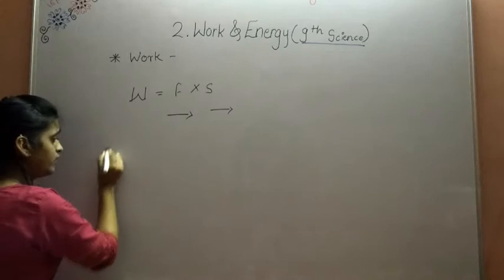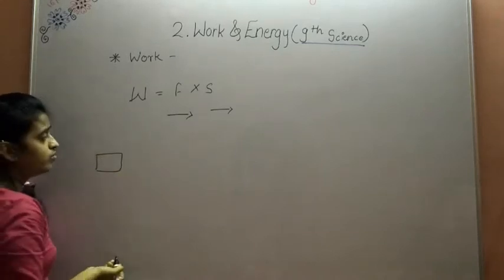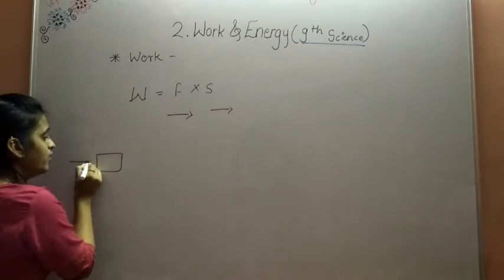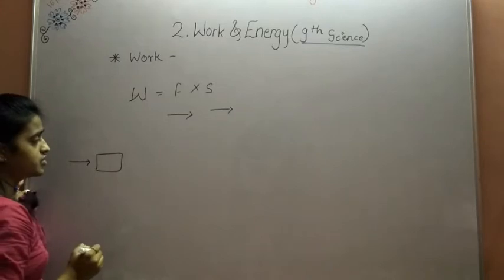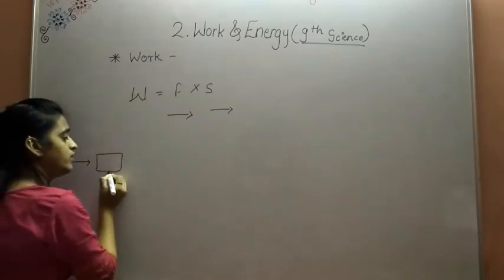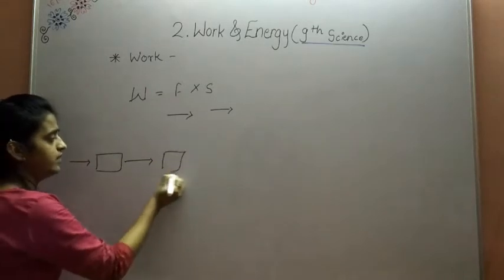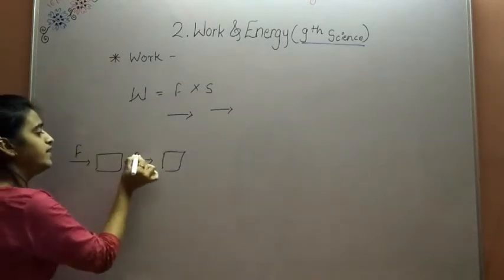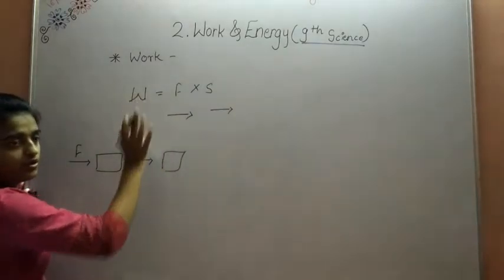For example, this is a cube. We apply a force in this direction, and the cube moves in this direction on this side. So the force is on this side and the displacement is also on this side. So the equation is W equal to F into S.